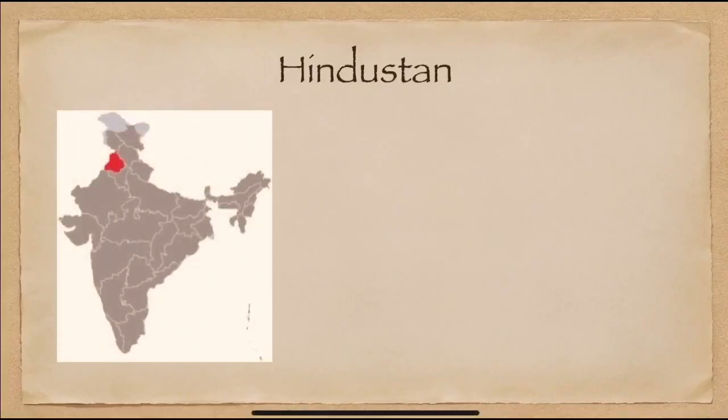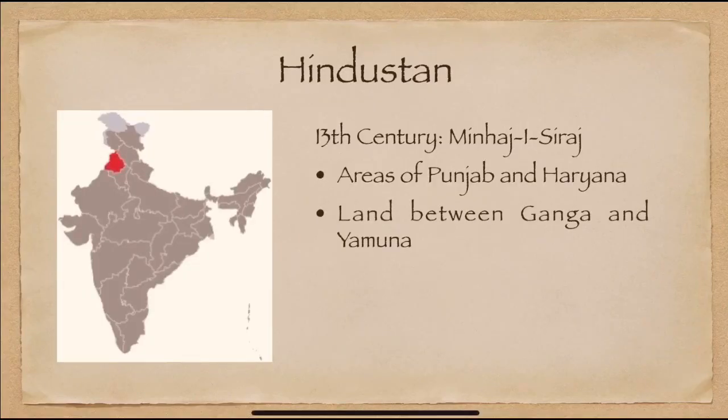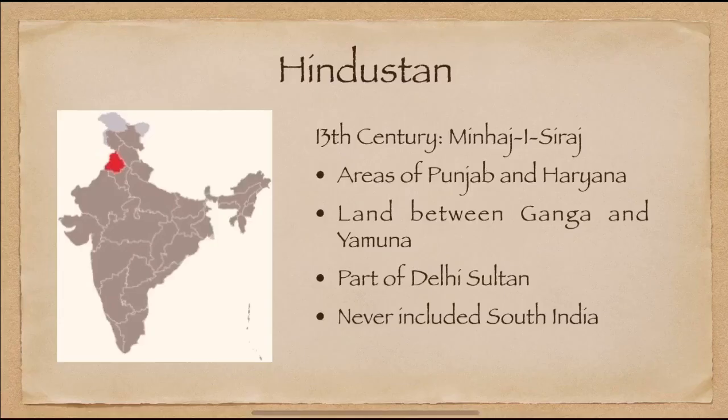But in the 13th century, Minhaj-e-Siraj, who was a chronicler, used it to refer to areas of Punjab and Haryana, the lands between the Ganga and Yamuna rivers, and also he used it in a political sense. How? He used it to refer to the states or the areas that were a part of the Delhi Sultanate, meaning those areas which were ruled by the Sultan of Delhi. Also, Minhaj-e-Siraj never included South India in Hindustan. So, as you can see, this is quite different from the meaning of Hindustan that we know today.